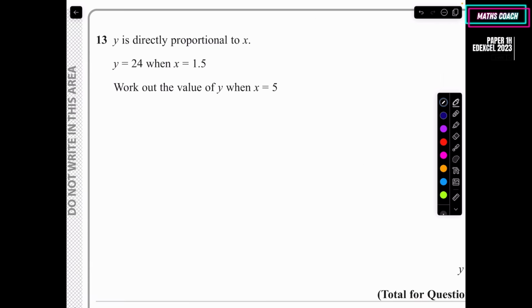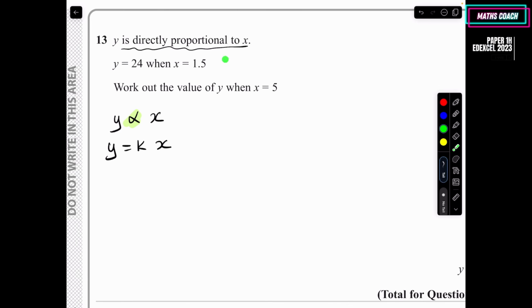Y is directly proportional to x. Y is equal to 24 when x is equal to 1.5. Work out the value of y when x is equal to 5. Right. So where do we start? We can start off by making this y, and using that sign for proportion, y is proportional to x. We can start off right there. And then this sign can be replaced with y is equal to k. Okay, and then we can add our x.